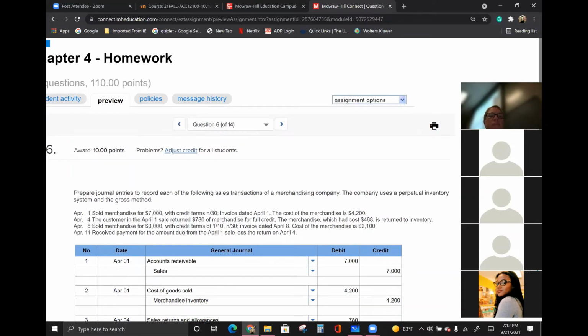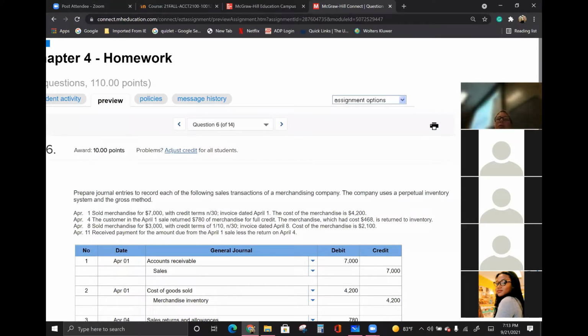All right, so on April 4th, the customer in the April 1 sale returns $780 of merchandise for a full credit. $780 is going to be the credit to them. Okay, the cost to us is $468. So we have to fix both. We have to fix what they owe us in the accounts receivable. We have to reduce our sales. And then we also have to put the inventory back on the books.